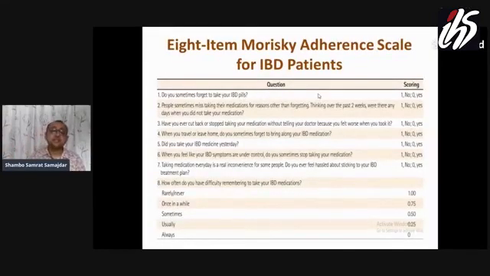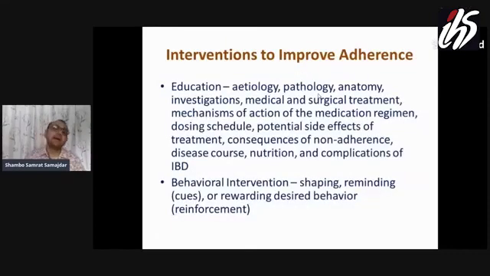Apart from that, there is an IBD-specific validated 8-item Morisky adherence scale. So while treating our inflammatory bowel disease patients, we can use this scale and score them, and we can understand the adherence level in those patients. These are very simple questions we can ask the patient, and as per that we can calculate their adherence. So how to improve adherence?